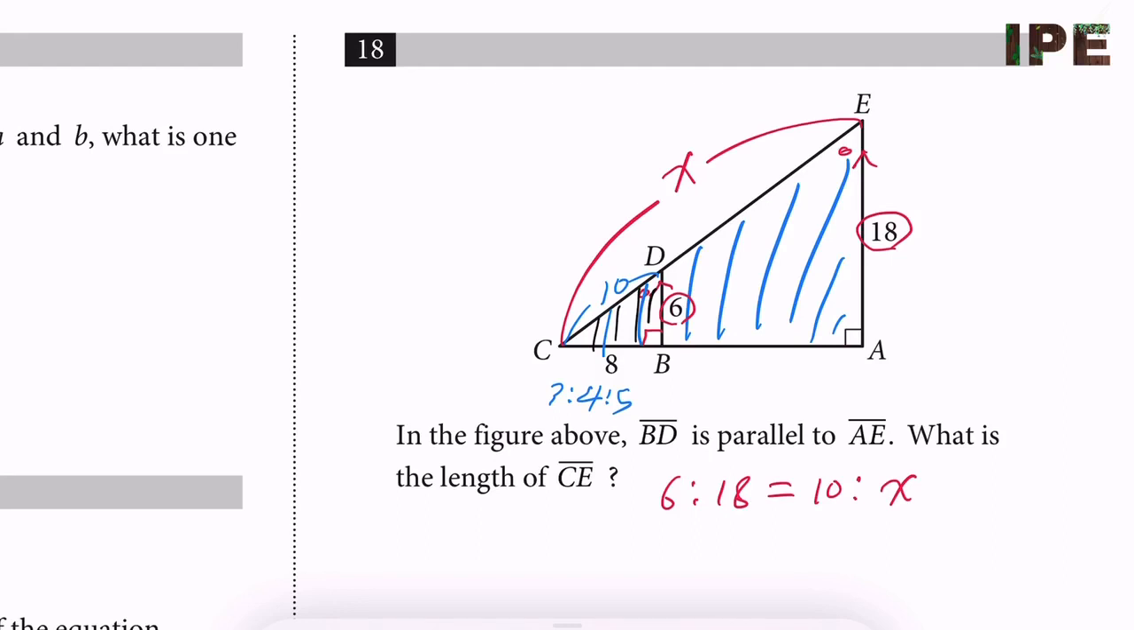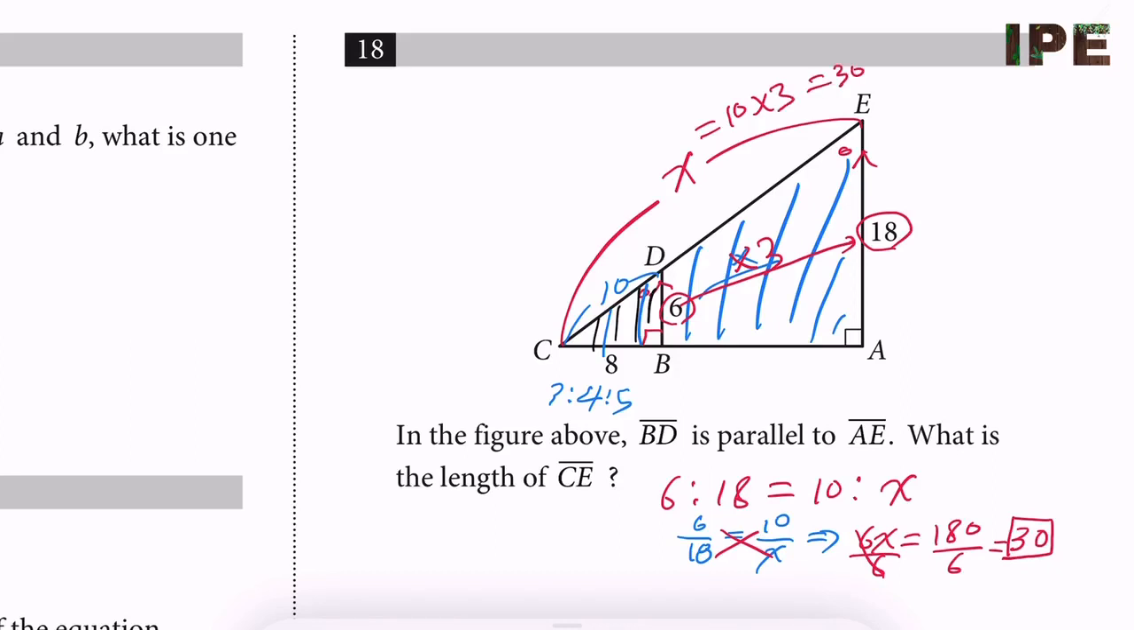So 6 to 18 is equal to 10 to x. That means 6 over 18 is 10 over x. You can do cross multiplying. 6x equals 180. So divided by 6, divided by 6, x equals 30. An easier way is this. How can you get 18 from 6? If you multiply 6 by 3, there will be 18. So what is 10 times 3? So x is supposed to be what? 10 times 3. That is the answer.